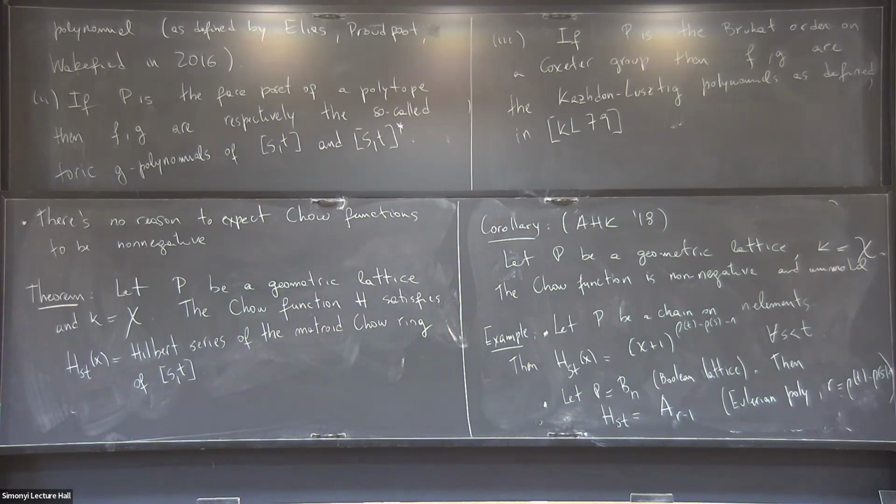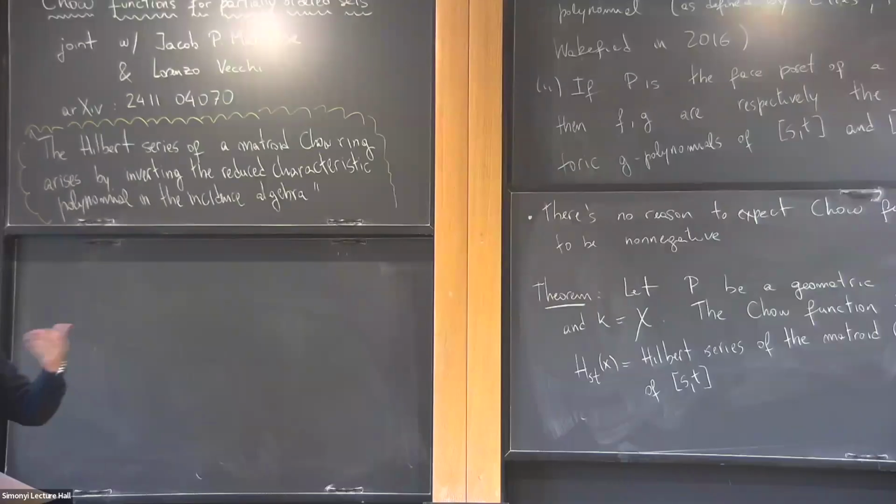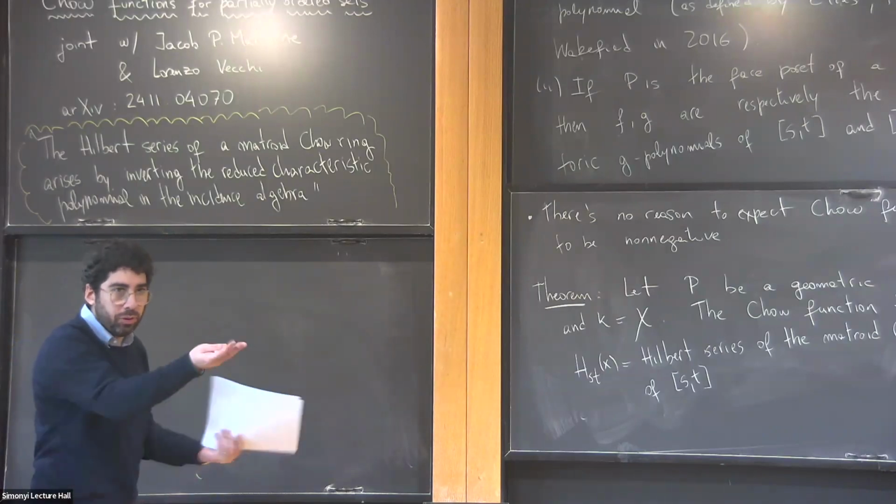Didn't you say that you have Chow functions where you found negative coefficients at some point? There are examples, but they are a little bit ad hoc. You take a specific poset and some kernel constructed by hand for which this happens.